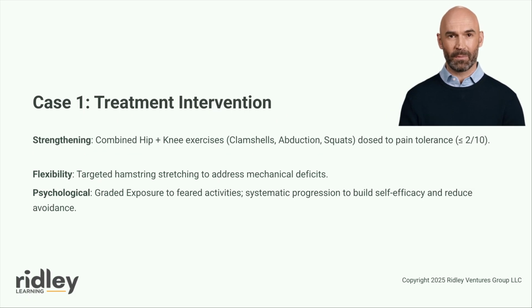The exercise program addresses the identified physical impairments through combined hip and knee strengthening. Hip-focused exercises include side-lying hip abduction, clamshells with resistance band, and standing hip abduction. Knee-focused exercises include terminal knee extension, straight leg raises, and partial wall squats within pain-free range. Initial exercise intensity is set at a level that produces no more than 2 out of 10 pain during and immediately after exercise. Hamstring stretching is incorporated to address the identified flexibility deficit.